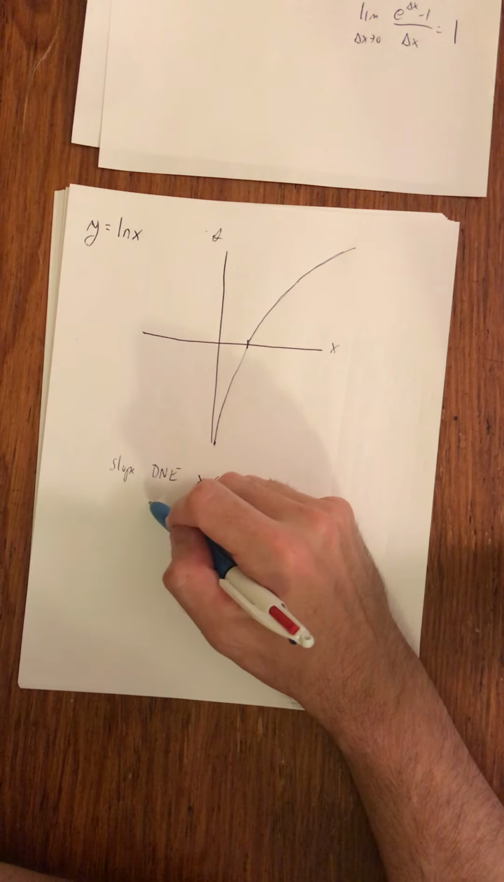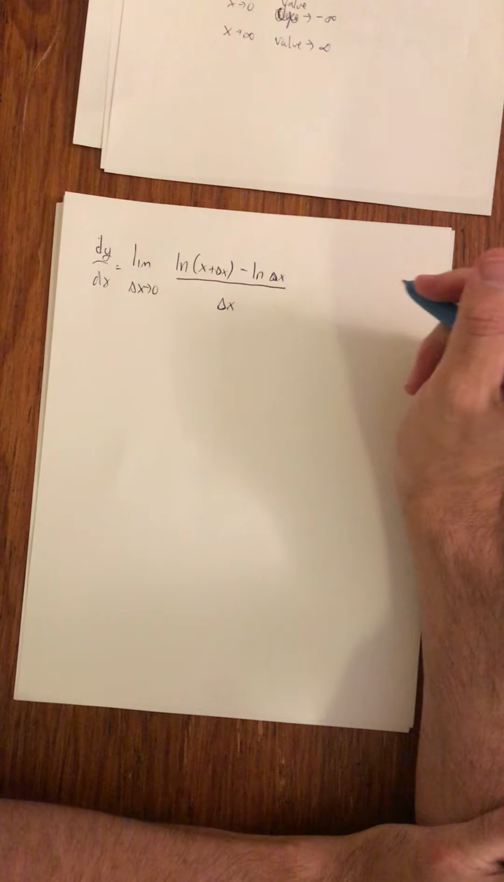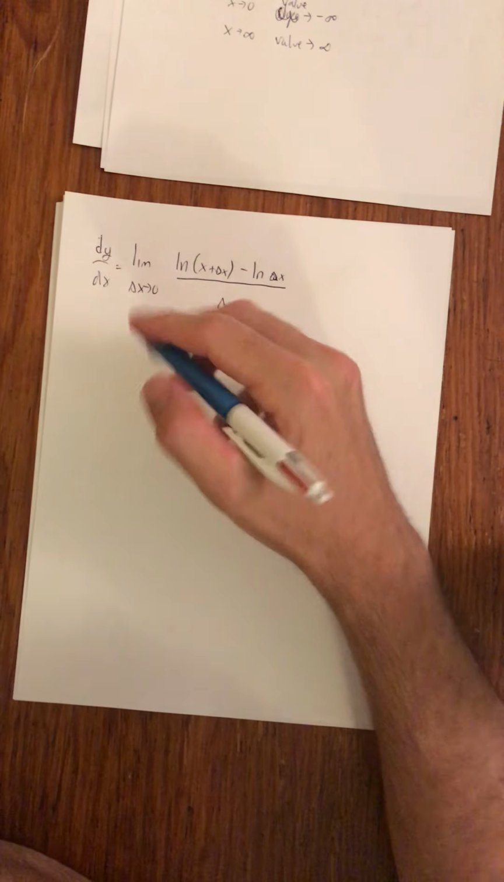So let's go to the definition of the derivative. I've got dy/dx is equal to the limit as delta x approaches 0 of ln of x plus delta x minus ln of x, all over delta x. And I have massive problems with this because not only is it indeterminate form, if I plug in, that thing just explodes because ln of 0 is undefined. So I have massive problems here.